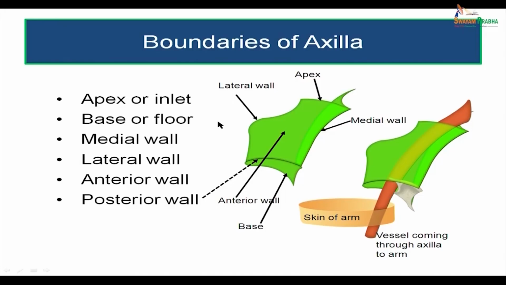What are the boundaries of axilla? The axilla has an apex or an inlet. So, this is the apex or the inlet. It has a base or a floor. This is the base or floor. It has a medial wall. This is the medial wall. It has a lateral wall. This is the lateral wall. It has an anterior wall which we can see in the front, and a posterior wall marked by the dotted arrow, which we cannot appreciate very well here. What we can appreciate is a blood vessel coming through the axilla and passing into the arm.